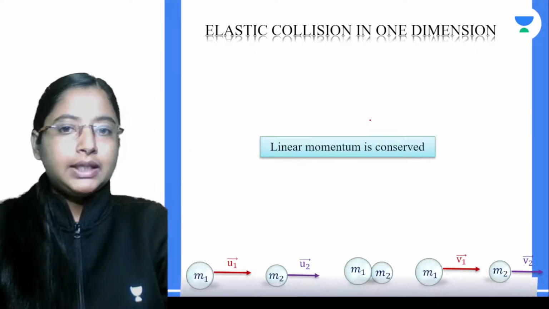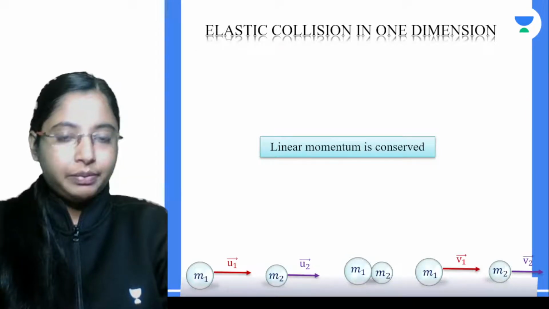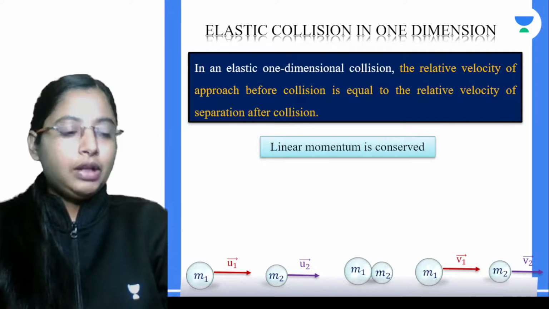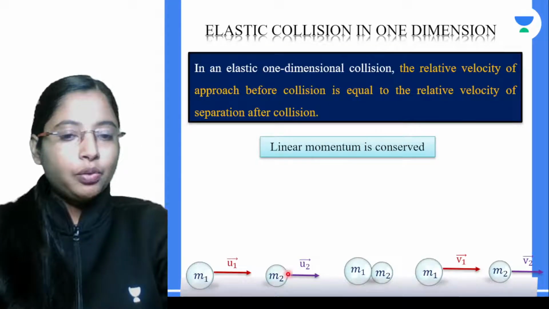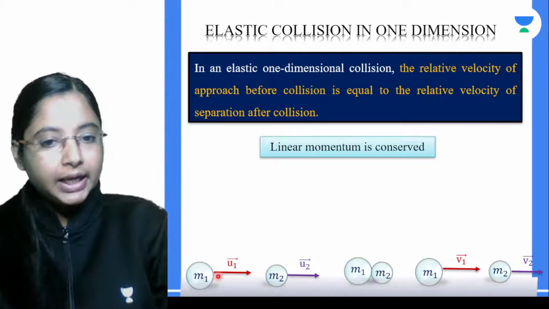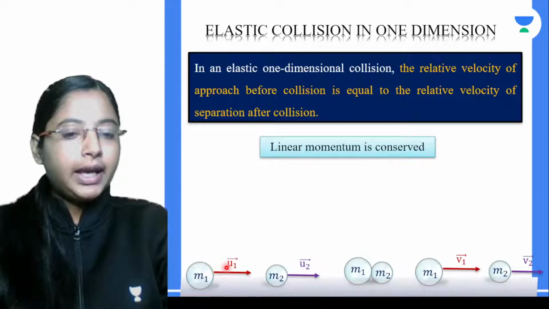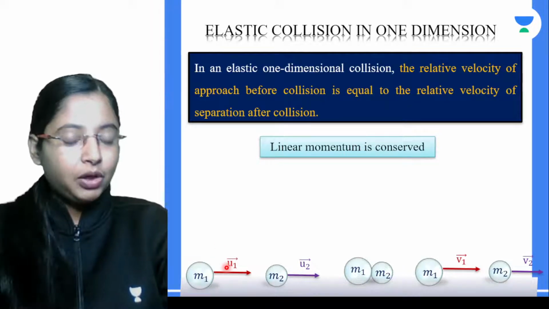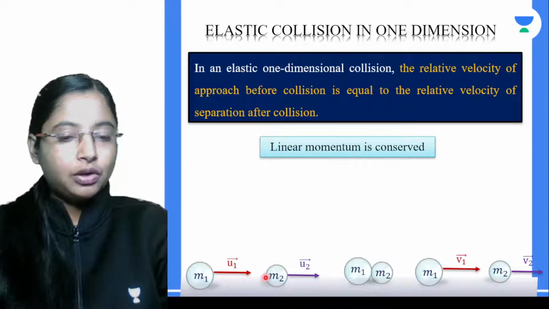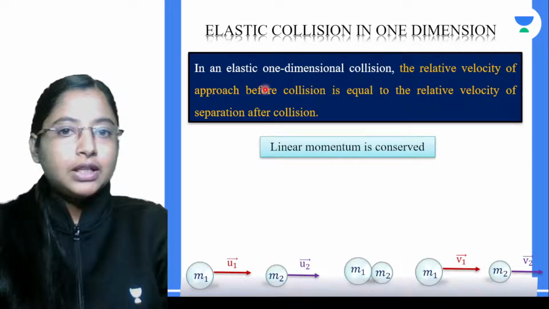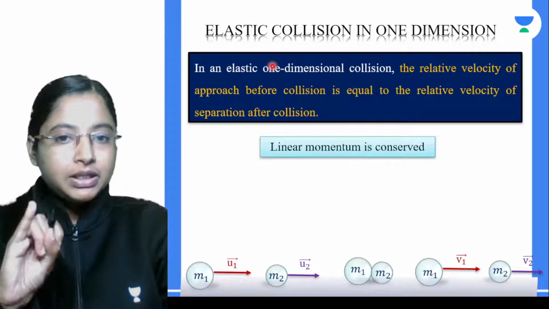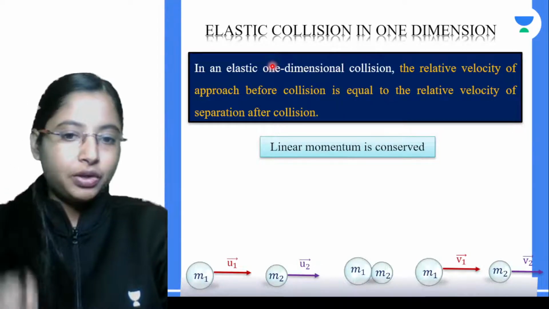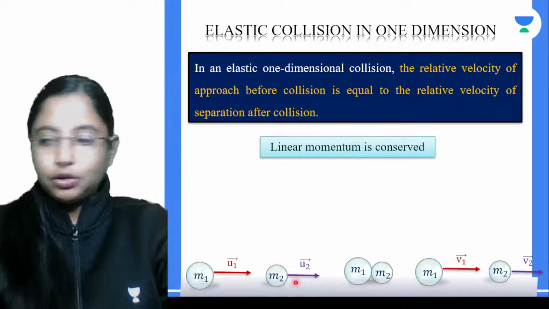So now let's take elastic collision in one dimension. In one dimension, the objects are going in a straight line path. They can come towards each other, or go one next to the other. That's all right, but they are going in a straight line path. That's why we have one dimension, and since it's an elastic collision, momentum is conserved and kinetic energy is also conserved.